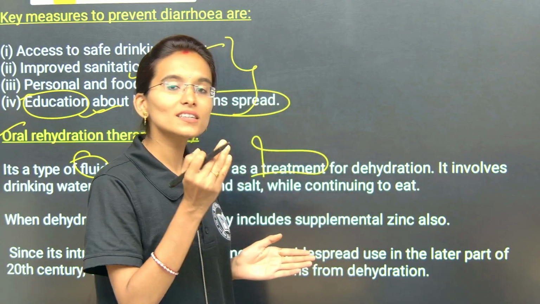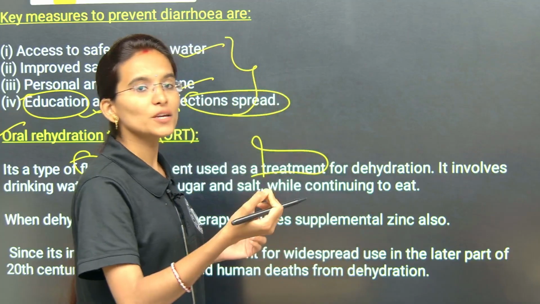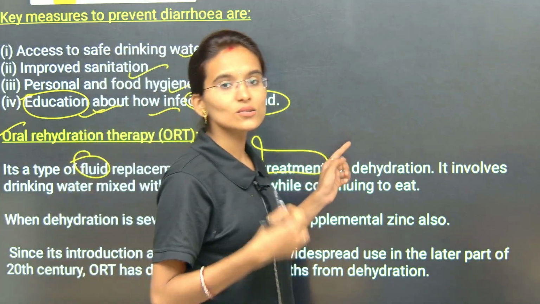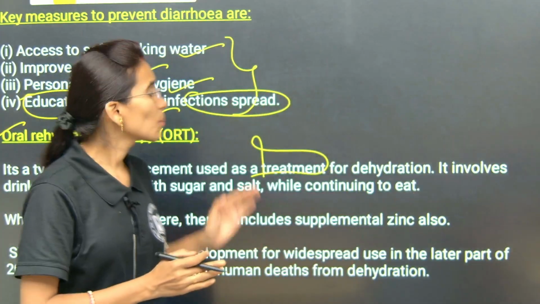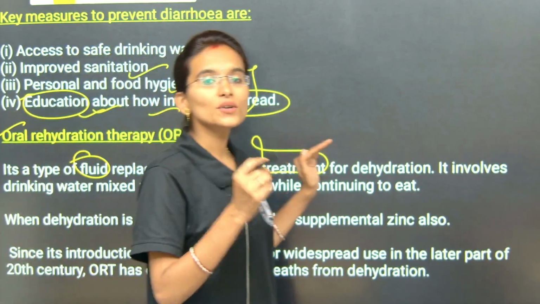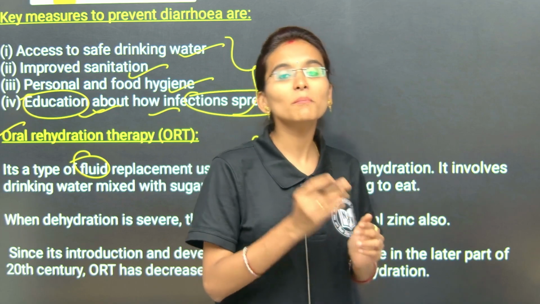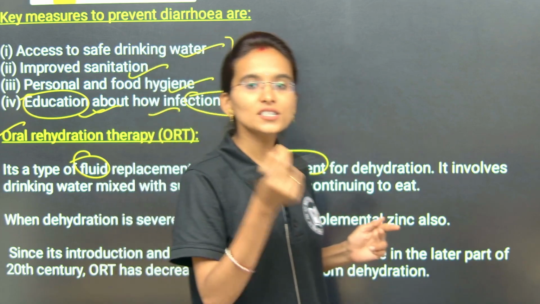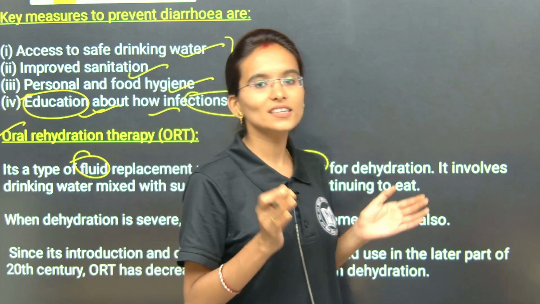So to prevent the dehydration, we need to give the treatment by giving the patient ORS. That ORS is a solution, and that is nothing but ORT treatment, oral rehydration treatment. How can we give the oral rehydration treatment? By giving the oral rehydration salts. By this the person is going to be rehydrated again.